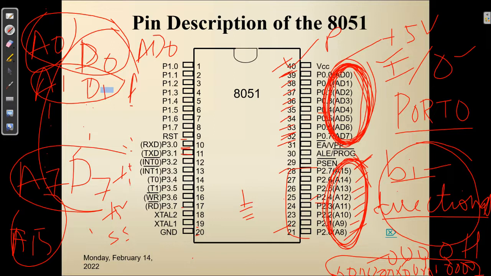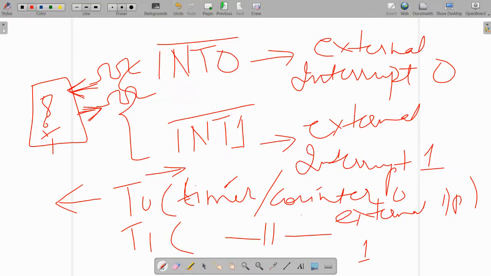Can anyone explain me what is EA bar? Pin number 31. External access. Okay. So I'm just reading out. You have to listen to my words. Already I have explained you. Okay. Let me show you because it is there, I think.